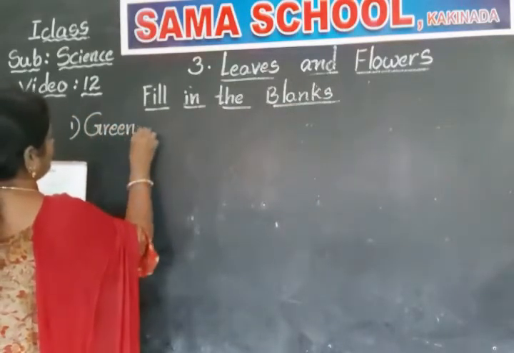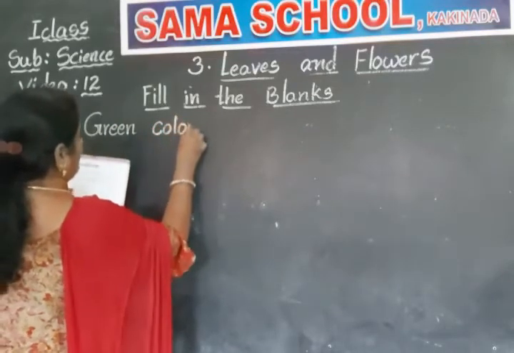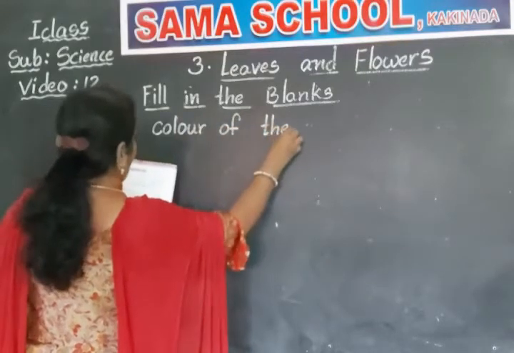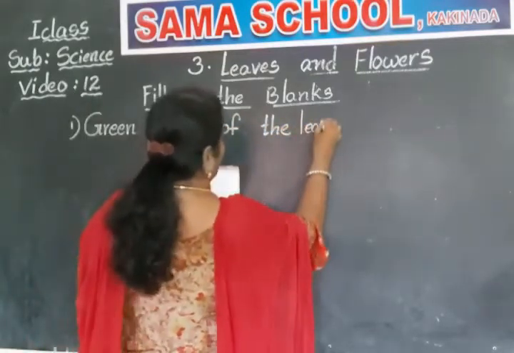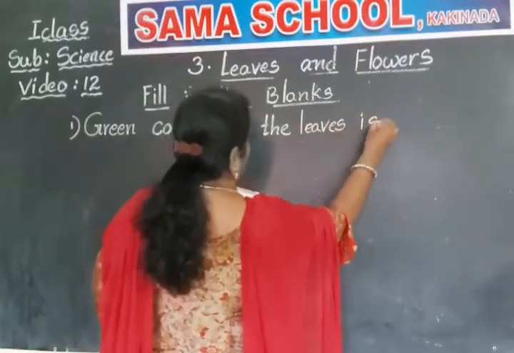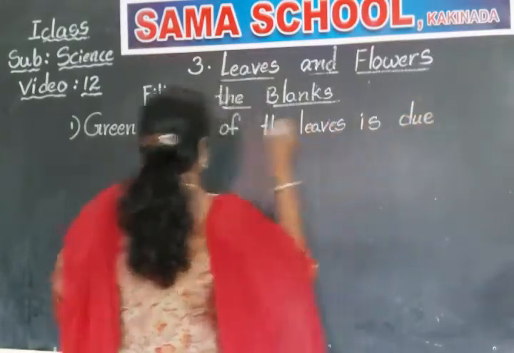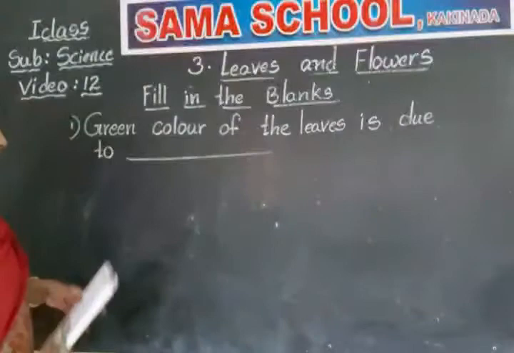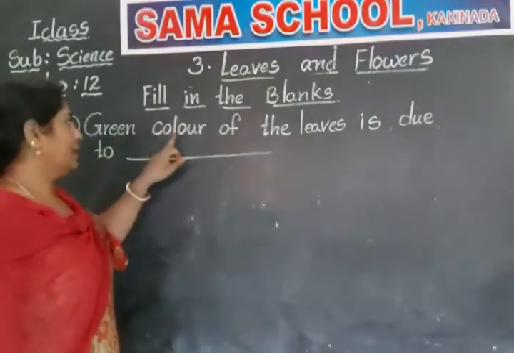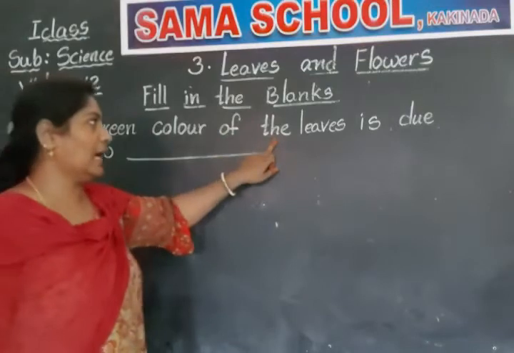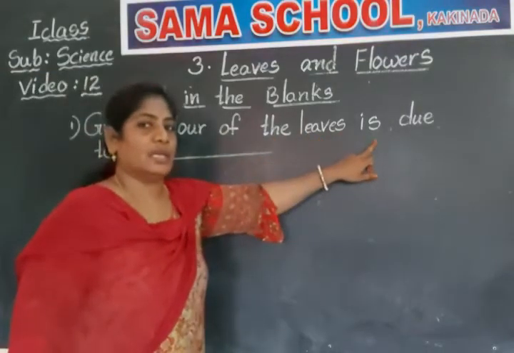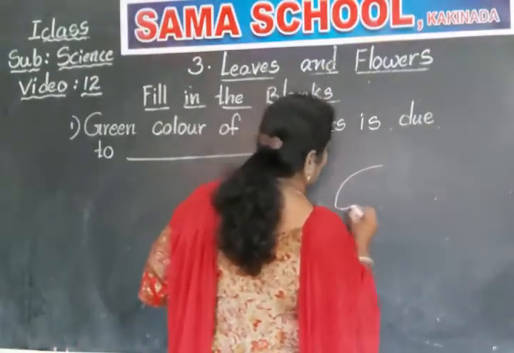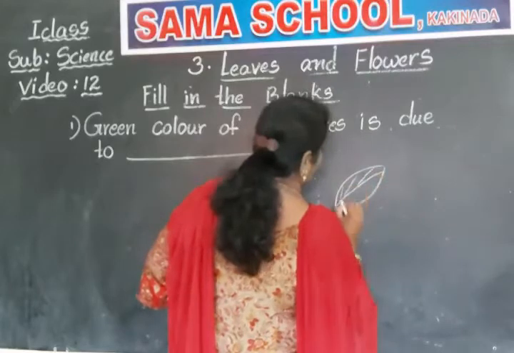Green color of the leaves is beautiful, dash. Okay, look here. Green color of the leaves is due to. I already explained now. What is the color of the leaves, children?